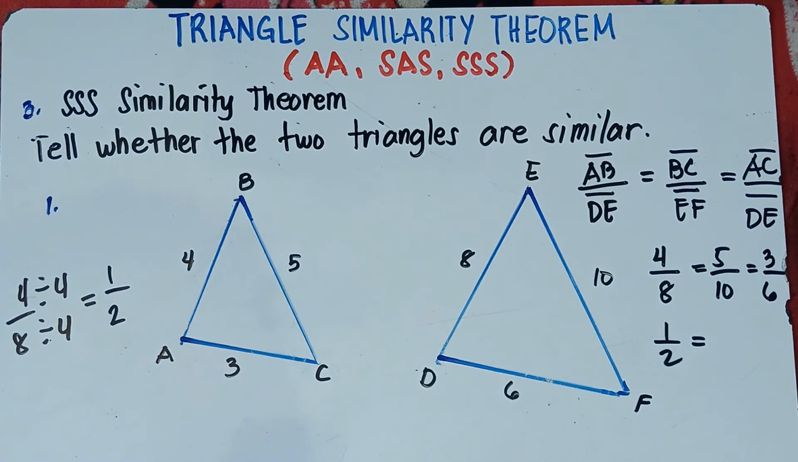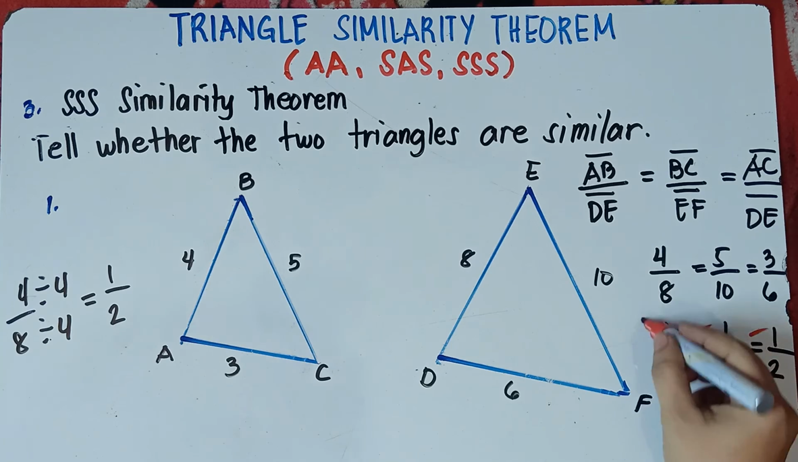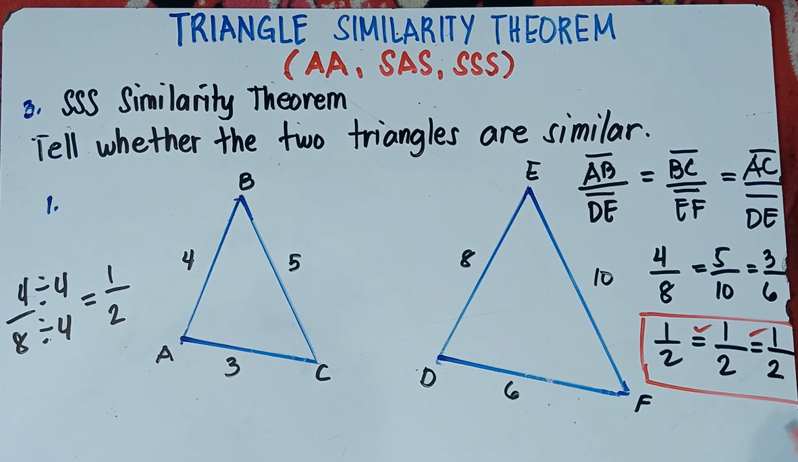How about for 5 over 10, class? Can we reduce that one? Yep, by 5. The GCF of 5 and 10 is 5. So 5 divided by 5 is 1, and 10 divided by 5 is 2. For 3 and 6, we can reduce that one by 3. So 3 divided by 3 is 1, and 6 divided by 3 is 2. Therefore, they have the same ratio. Therefore, they are proportional. So these two triangles are similar because they have the same ratio and they are proportional.